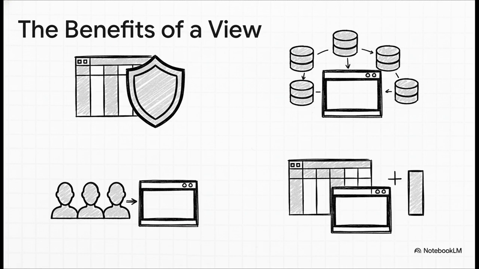Let's talk security first. You can create a view that only shows, say, employee names and departments, but hides the salary column. Boom, instant data protection. And what about simplicity? You know that monster 5-table join that everyone on your team has to write all the time? You can just save it as a view. Then everyone can just run a simple select star from your view. The complexity is hidden, and you guarantee everyone is using the exact same logic every single time.